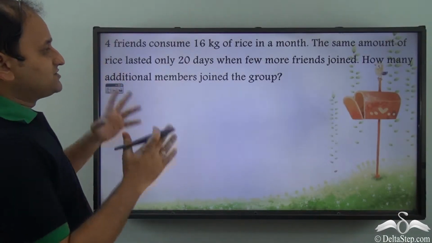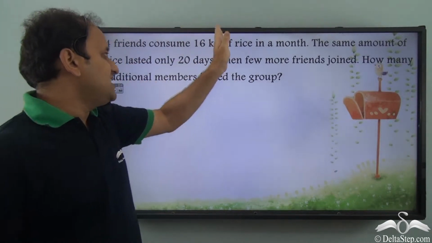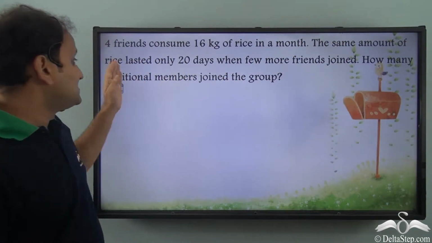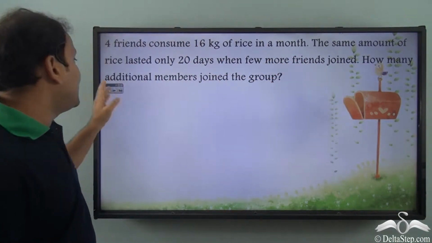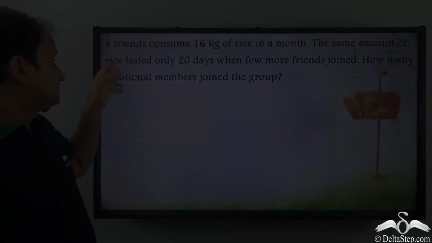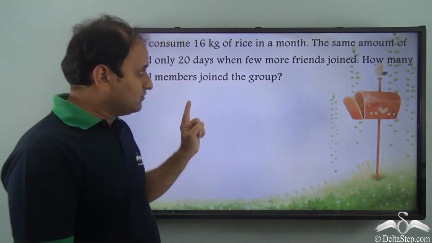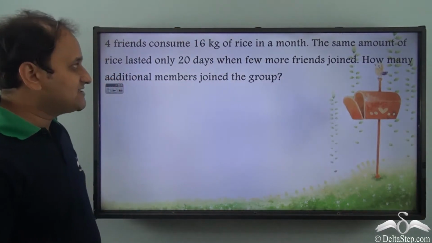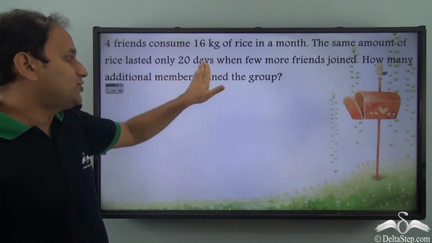Now let's see another situation. Here it says that 4 friends consume 16 kg of rice in a month. Now the same amount of rice lasted only 20 days when a few more friends joined. How many additional members joined the group? So here again what do we see? 4 friends can consume 16 kg of rice in a month. Now if the number of friends increases, then what is happening? Well, the same rice lasts only for 20 days.